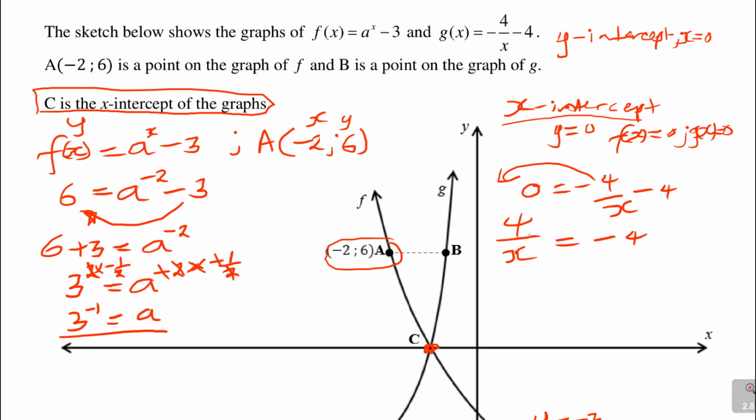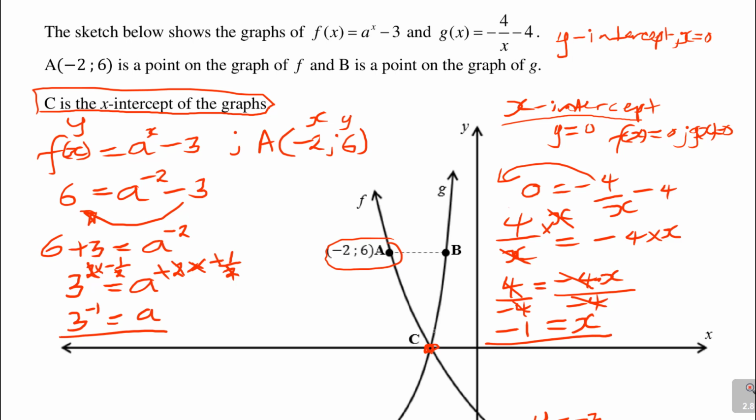Now I need to get rid of this denominator. You see x is at the bottom. What do you do? You multiply by x on both sides, so that I can get rid of that fraction. So I've got 4 is equal to minus 4x. And then it's multiplying minus 4x, so I divide by negative 4 on both sides. Guys, it's algebra now. Negative 4 divided by negative 4, what do we have? We've got minus 1 is equal to x.